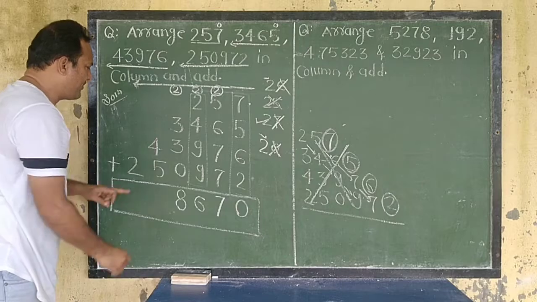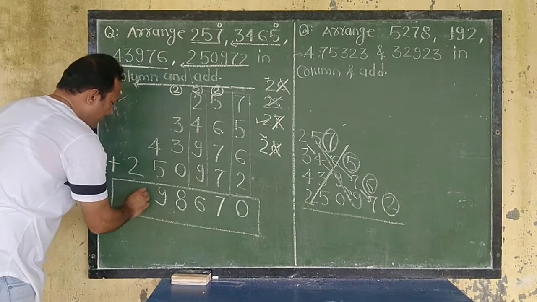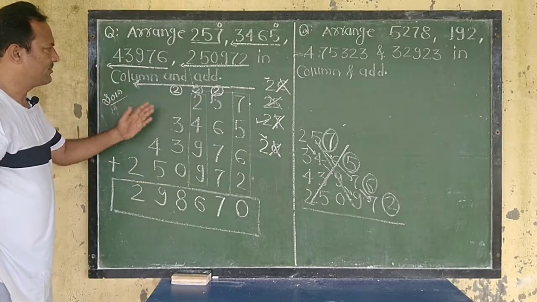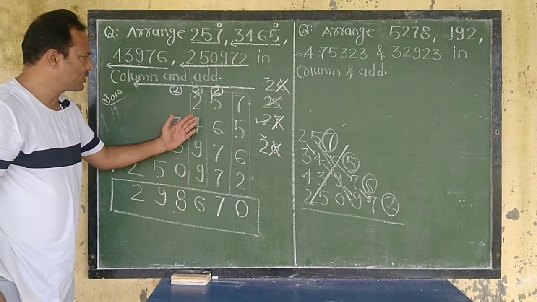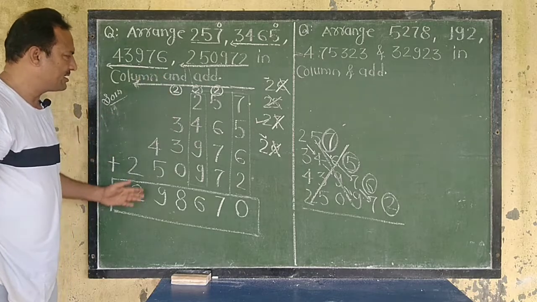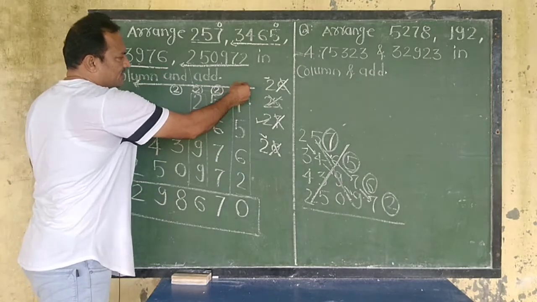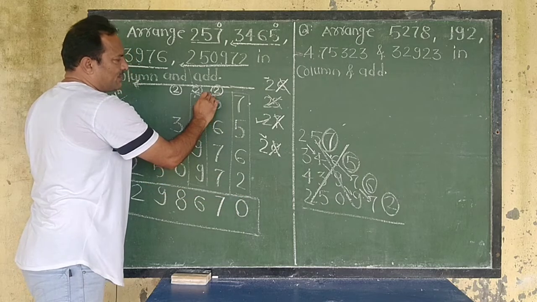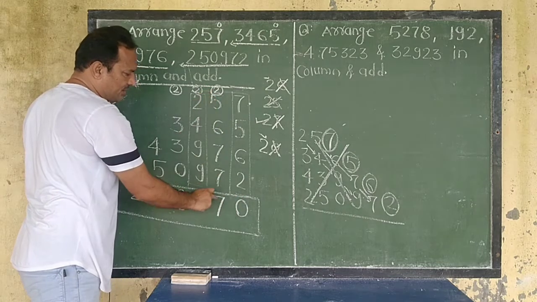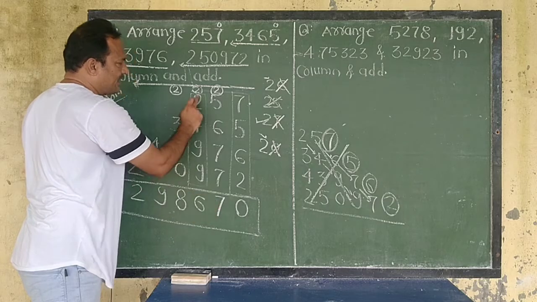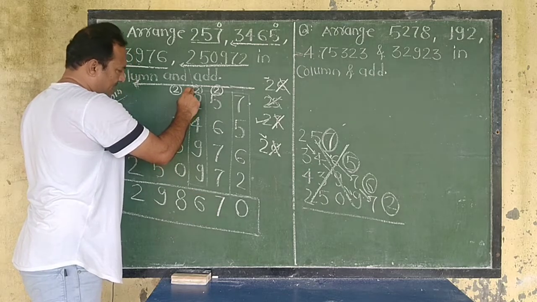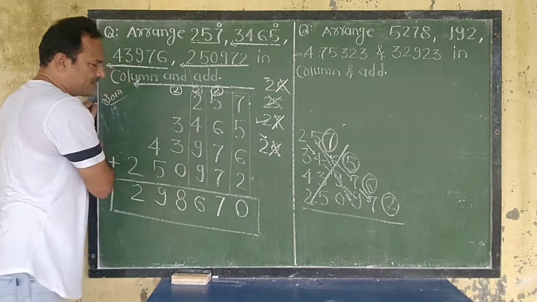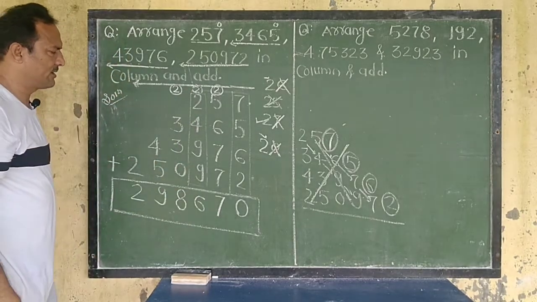Now 4 and 5. 4 and 5 is 9 and this 2. This is the addition. First we arrange the numbers in columns. After that we add the numbers. We have to start from the ones digit. Add all the ones digits. If there is a carry, carry that number, add the carry, then add all the digits. Like that you have to solve this.